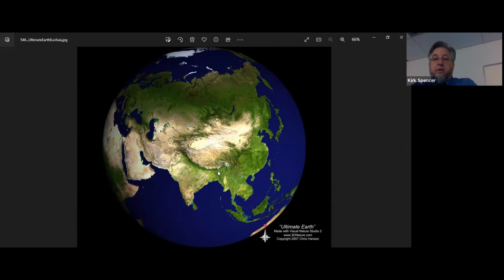All right, so this is what we're looking at, the microcontinent of India that's collided and created not only the Himalayas here, but you can see the Ural Mountains. This is a buckle zone that goes up into Russia.